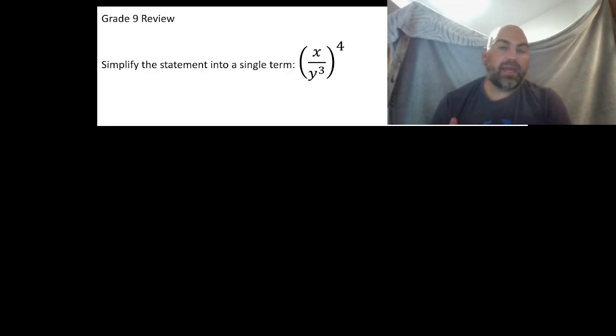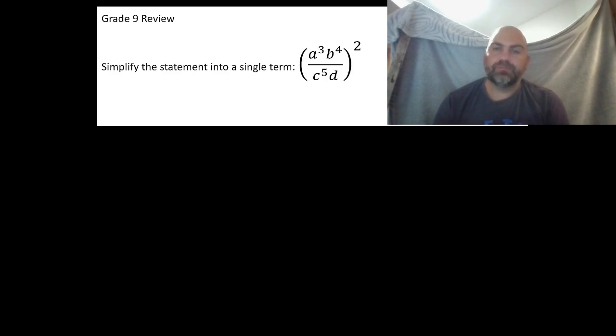Yeah, did you get it? All right, hopefully. Okay, the exponent on the x is a 1, so it's going to be 4 times 1, so x to the power of 4. And then the exponent on the y is 3, so 4 times 3 is going to be 12. And we keep it at that. We can't simplify it any farther than that at this point.